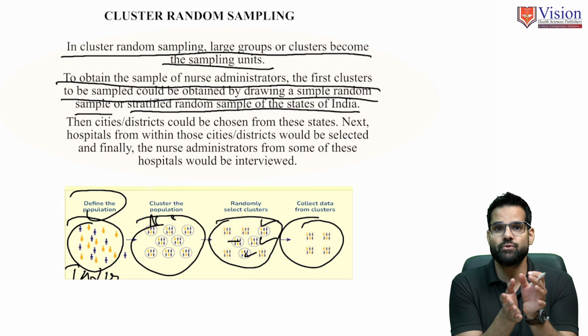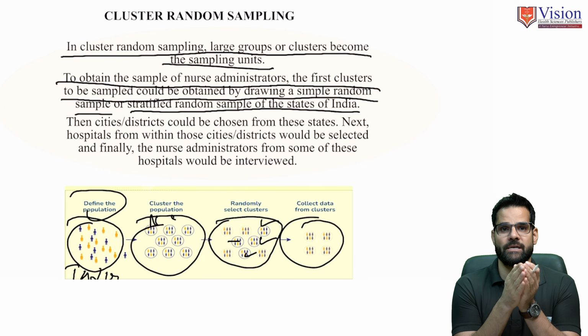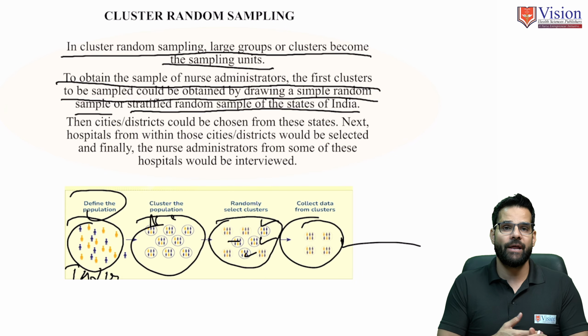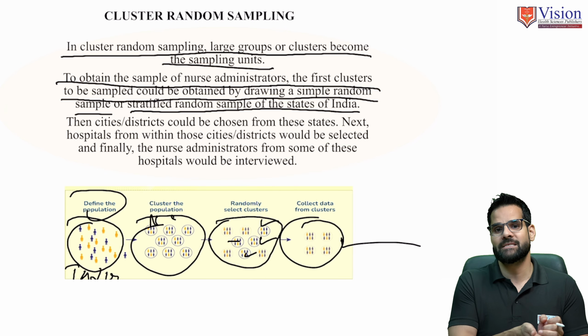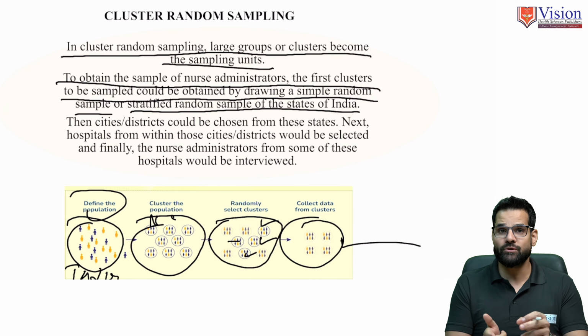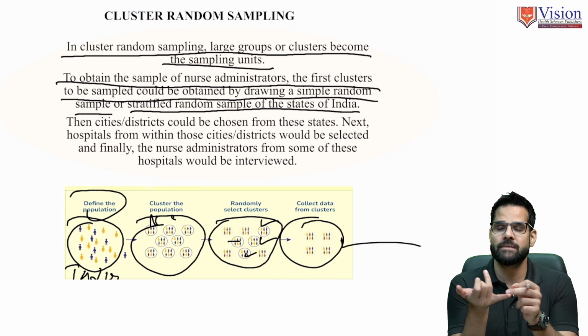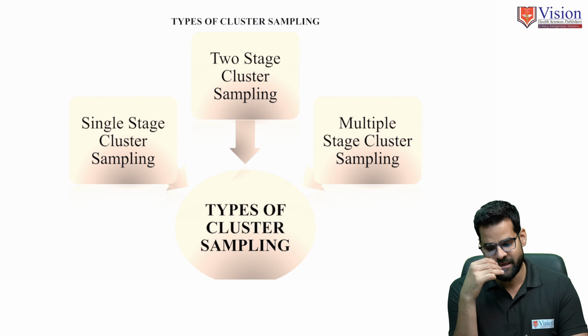So I don't need to visit each and every corner of a country. I have taken these 4 clusters, and all the nurse administrators in these clusters will become my sample. Okay. And how to select from the cluster? By adopting simple random sampling or cluster sampling, that can be done.